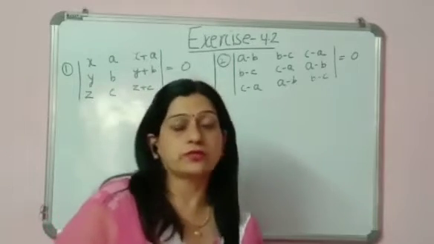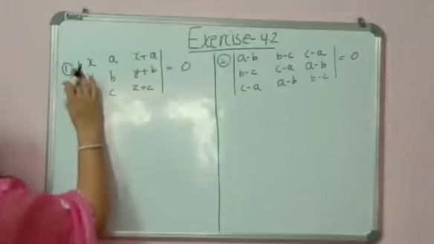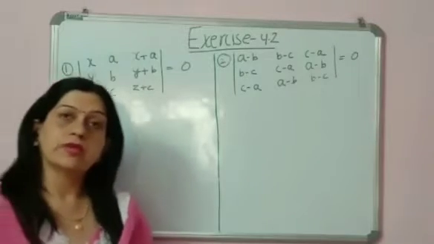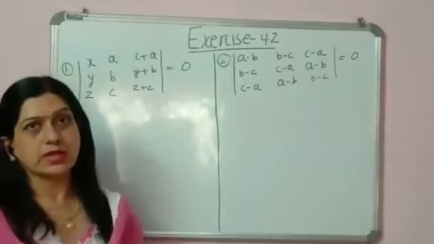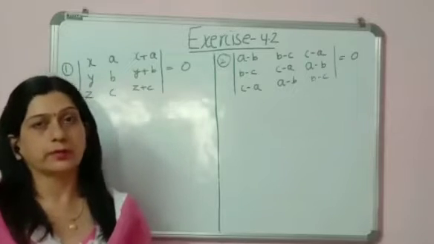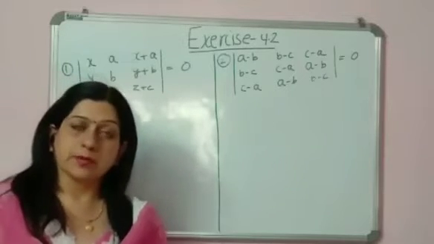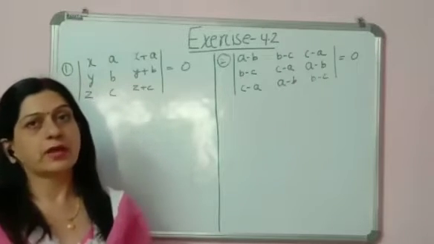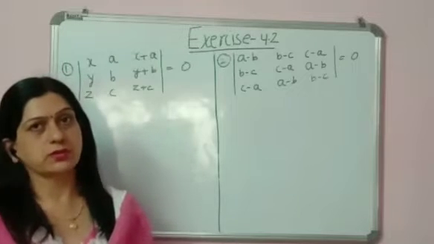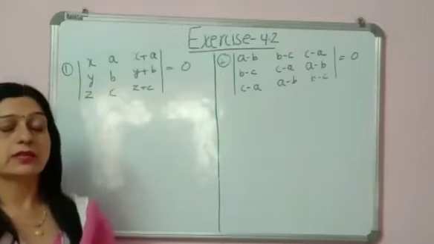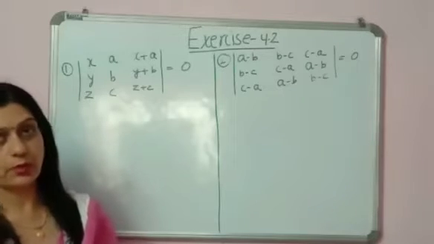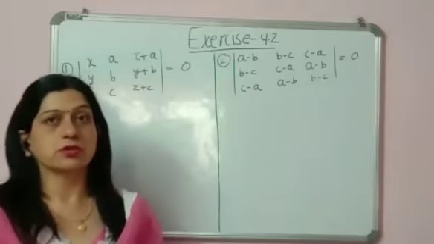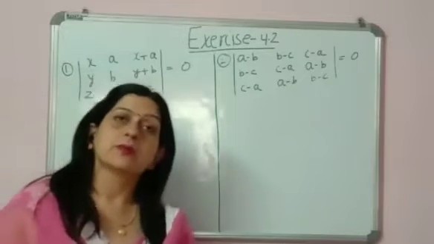Question number 1 of this exercise is that you have to prove this determinant equal to 0. Now we have seen in the properties that if you have to prove any determinant equal to 0, there is a property related to this, that is, if any two rows or columns are identical, then the value of the determinant becomes equal to 0. So you can either solve this determinant by using that property, that is making any two columns or rows identical, or there are some other ways also.